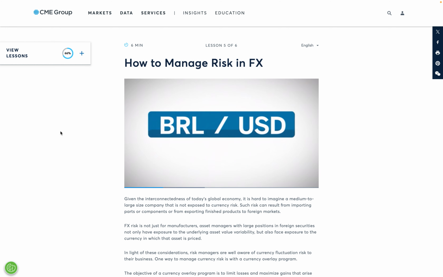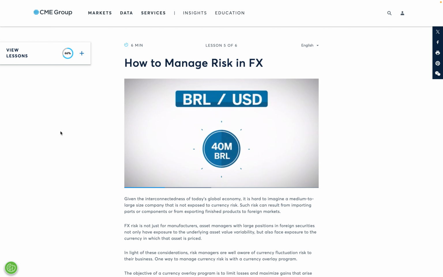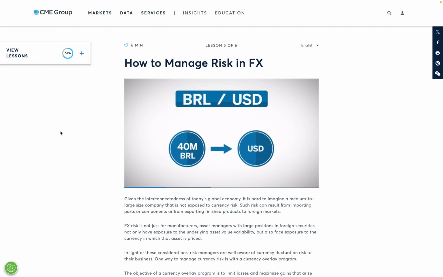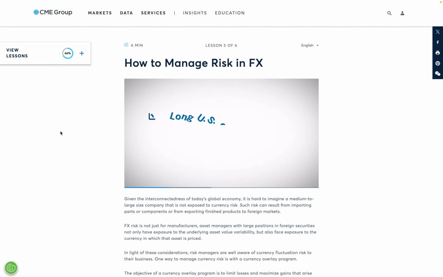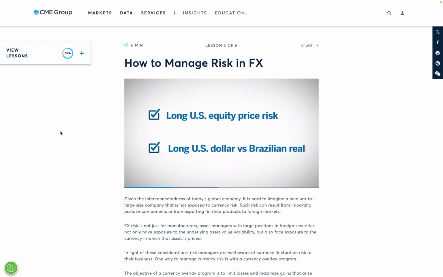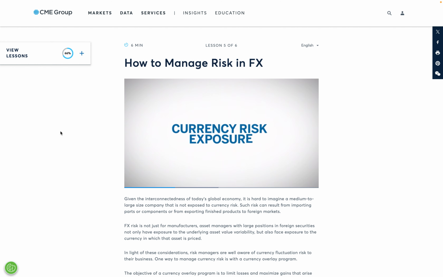Say a Brazilian asset manager decided to allocate 40 million reais into U.S. equities. By investing in U.S. equities, he has two risk exposures: a U.S. equity price risk exposure and a U.S. dollar versus Brazilian real currency exposure. For this example, we focus exclusively on the currency risk exposure.